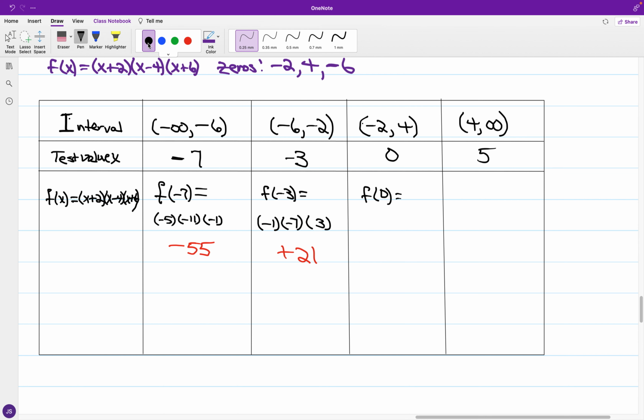And for f of 0, you got 0 plus 2 is 2. 0 minus 4 is negative 4. And 0 plus 6 is 6. 2 times negative 4 is negative 8 times 6. So we have negative 48.